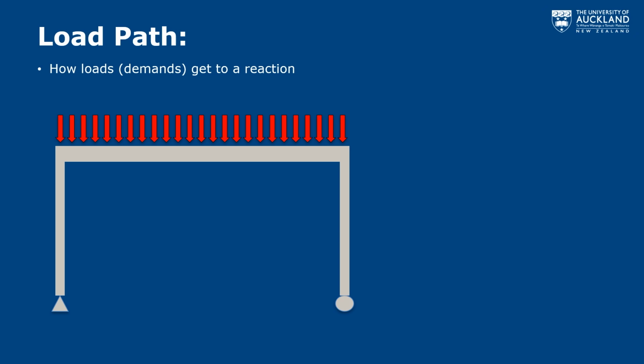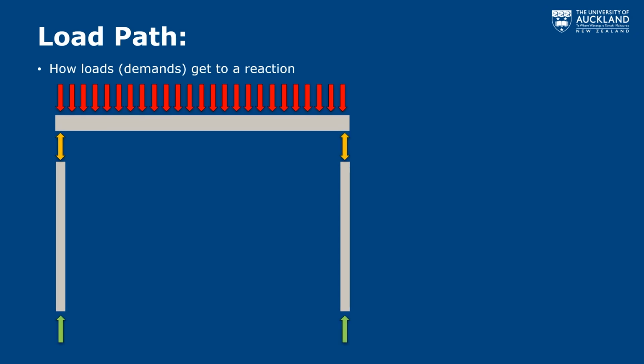It is simply how the loads or demands which are placed on an element get to a reaction. What I have drawn here is just a simple beam and columns. If we expand it out and look at the free body diagram, we can see quite illustratively that we have some uniformly distributed load on the beam, and that will turn into a reaction at the ends of the beams. That reaction then has to be transferred as a compression to the columns, and then ultimately as a reaction vertically at the base of the columns.